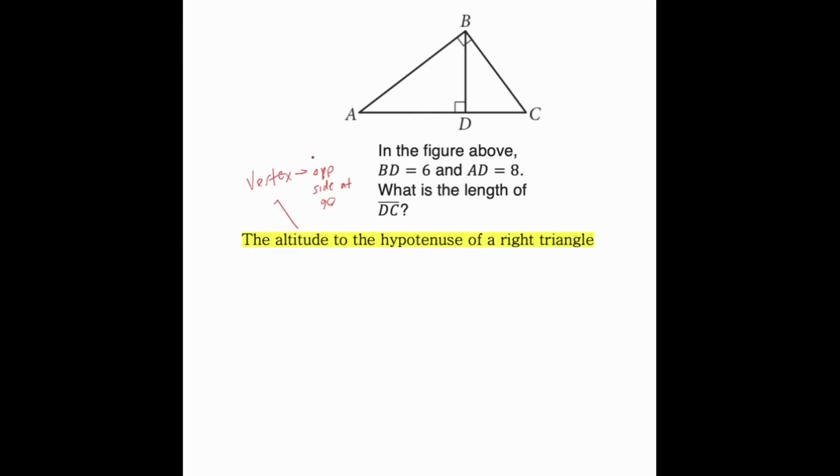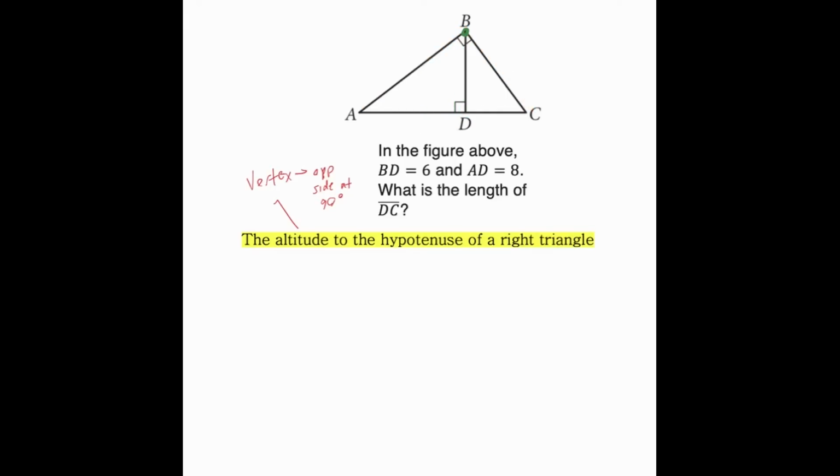So we do have an altitude here in BD. It starts at a vertex and it hits the opposite side at a right angle. Now that is the altitude to the hypotenuse, because this is a right triangle and this is the hypotenuse of that triangle. And so not only is BD an altitude, it's an altitude to the hypotenuse. It's hitting the hypotenuse at a right angle.